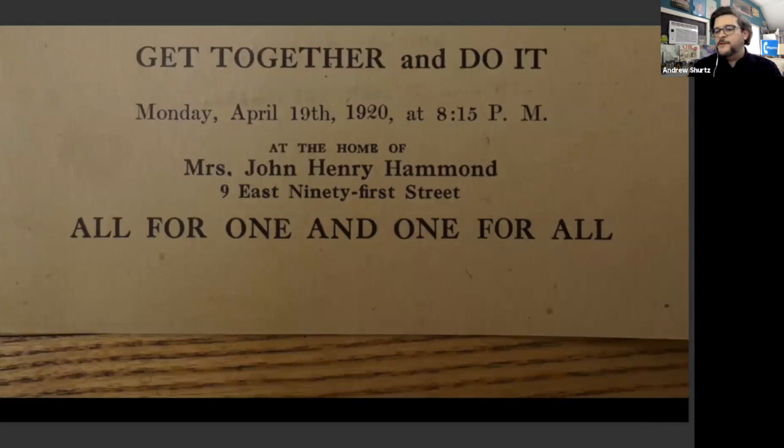This invitation was for a planning meeting for all of the proposed societies to work together. The message, "all for one and one for all," is absolutely infectious.